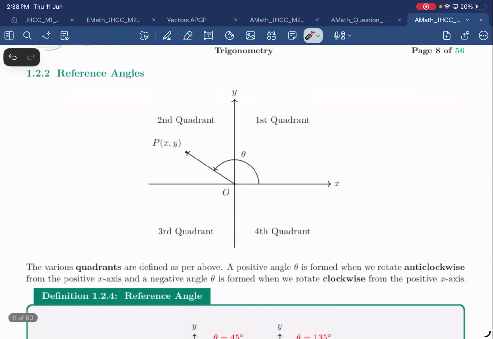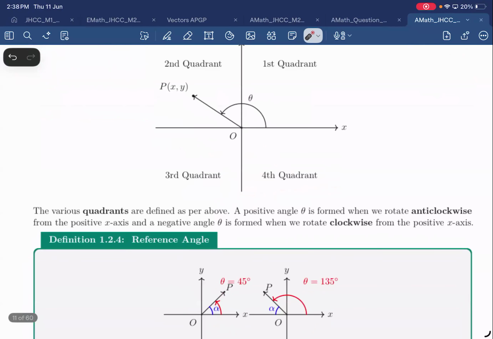So how does it work? You go from your positive x-axis, then you go anti-clockwise. And a negative angle is when you go clockwise, from the positive x-axis.